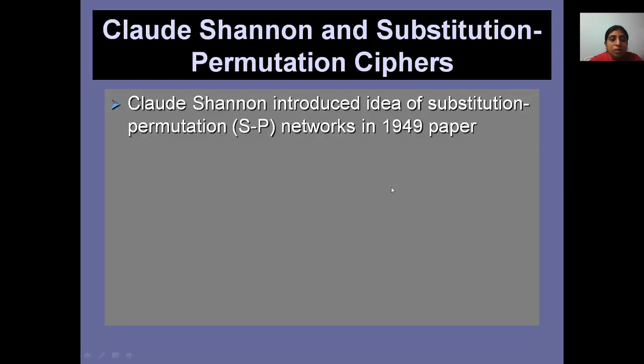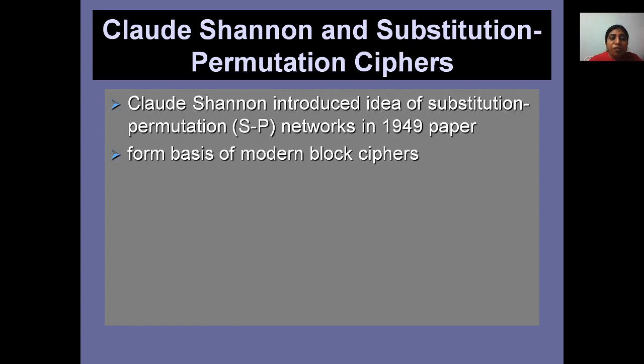Now coming to how the substitution and permutation ciphers came about. Claude Shannon introduced the idea of substitution and permutation, which we can also call an SP network, in 1949.